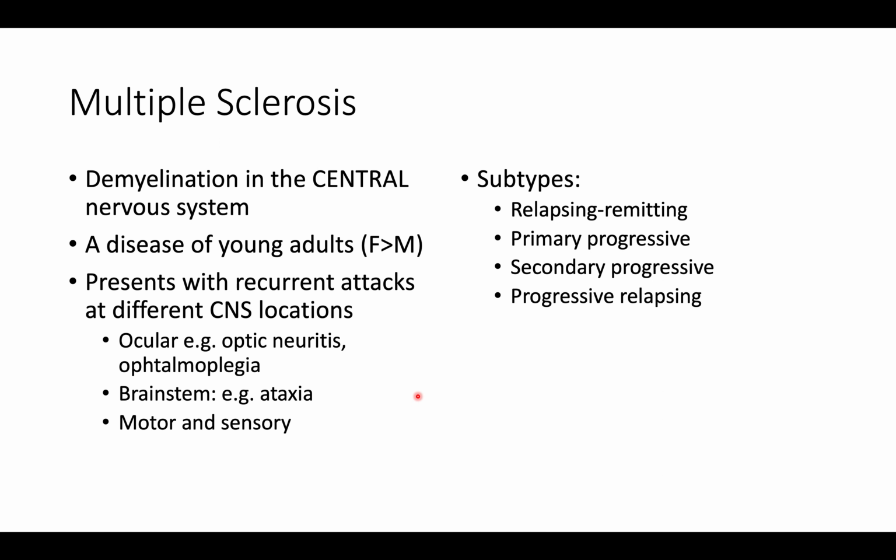So, let's talk about multiple sclerosis. Multiple sclerosis is a demyelination in the central nervous system. So, the disease is only affecting the central nervous system, and it affects the myelin sheath of the nerve cells. And this disease is very common in young adults, female more than male, and presents with recurrent attacks at different CNS locations.